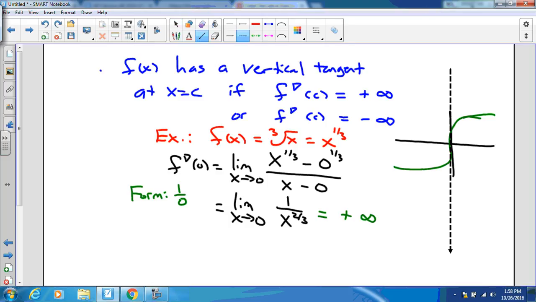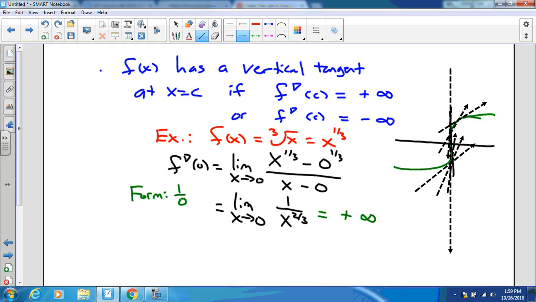Here's what this means on the graph. This means that as I am approaching x equals 0 from either direction, I'm going to get tangent lines that get more and more positive in their slope. And as a result, my curve goes straight up at that point.